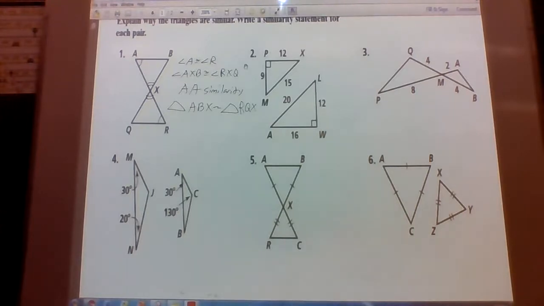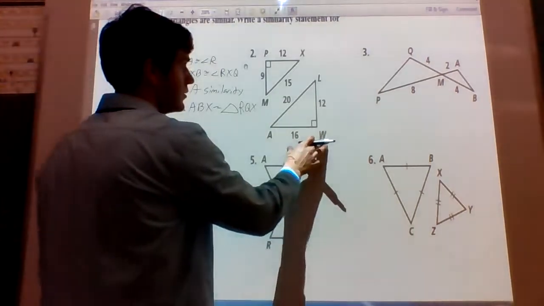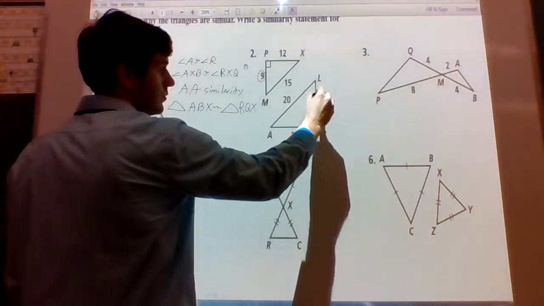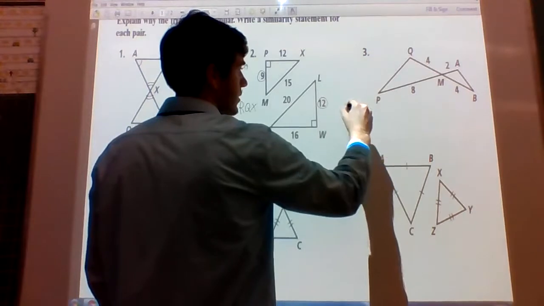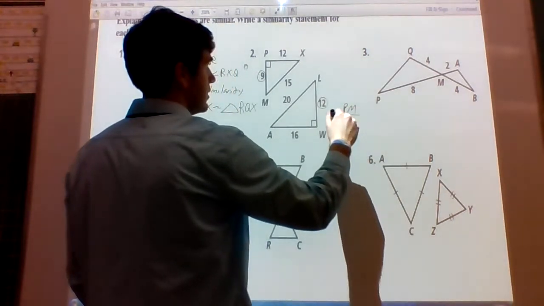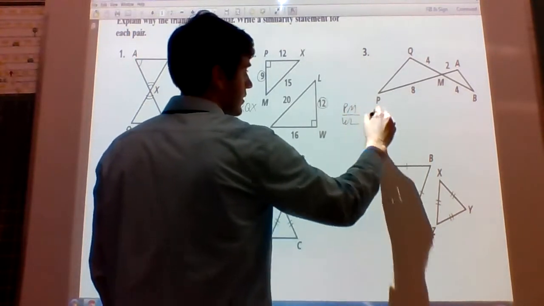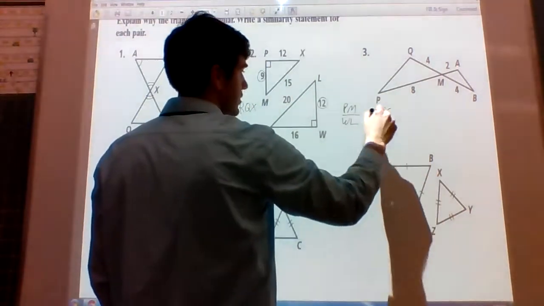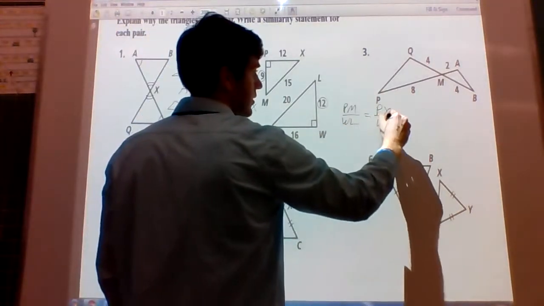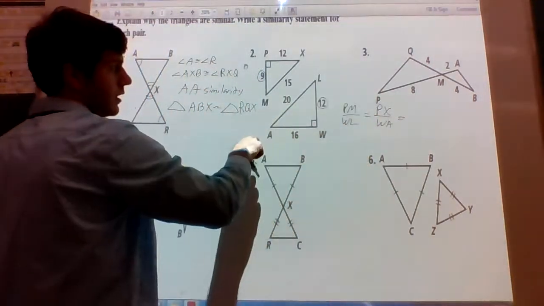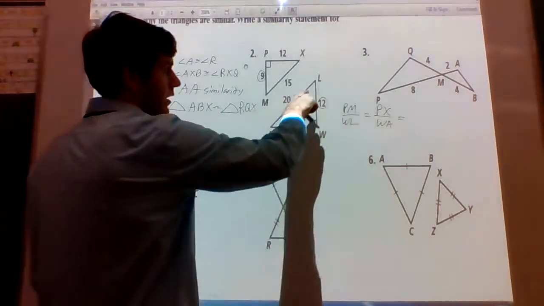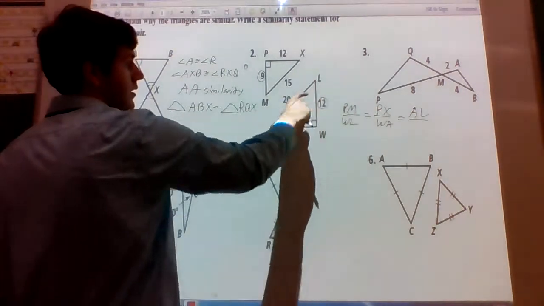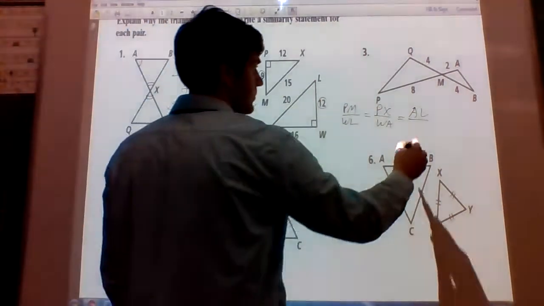The second one, okay, let's set up some ratios. So again, we want to look for the two smallest ones. So 9 and 12. So PM corresponds with WL. PX corresponds with WA. Okay, and then our largest sides, AL corresponds with XM.